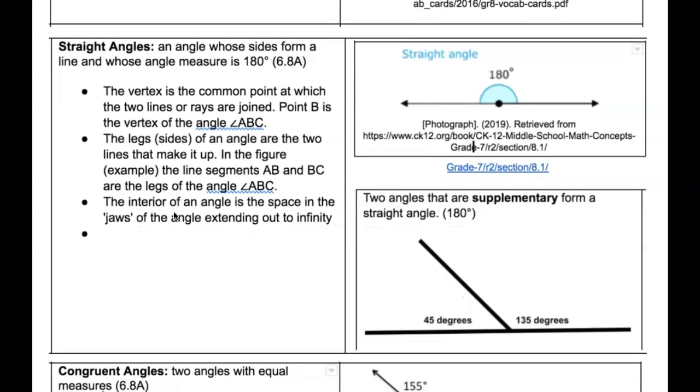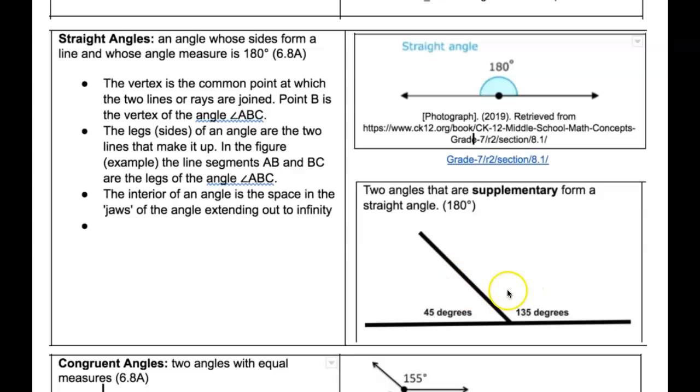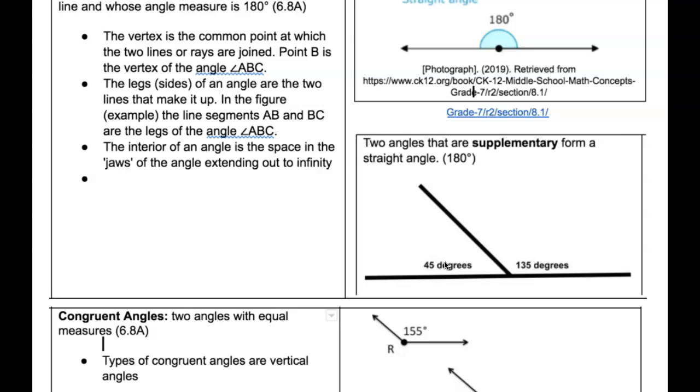And then finally, straight angles are two angles that, when put together, equal 180 degrees, which is a straight line. So 45 degrees plus 135 degrees equals 180. These two are supplementary. In this case, they're also adjacent because they do share a vertex. So this would be an example of adjacent and supplementary as well. But again, if these two things were separate, that would still be supplementary but not adjacent.